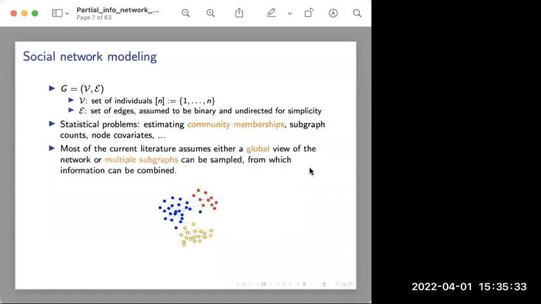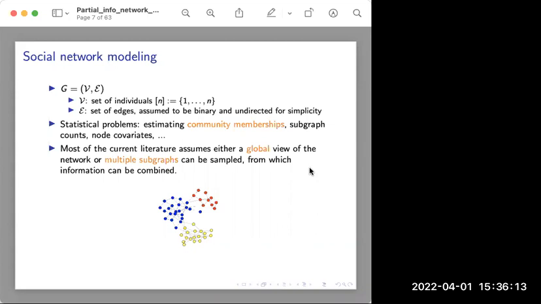However, most of the current literature focuses on either you assume you have access to the full network, so you get a global view of the network, or multiple subgraphs from the full network can be sampled, and from which you combine all the information to infer community memberships, subgraph counts, and other things. However, as an individual in the social network, we often have to make decisions based on our local view of the network alone. In other words, I don't get to see the whole of the full network, nor do I get to see multiple sampled subgraphs of the network.